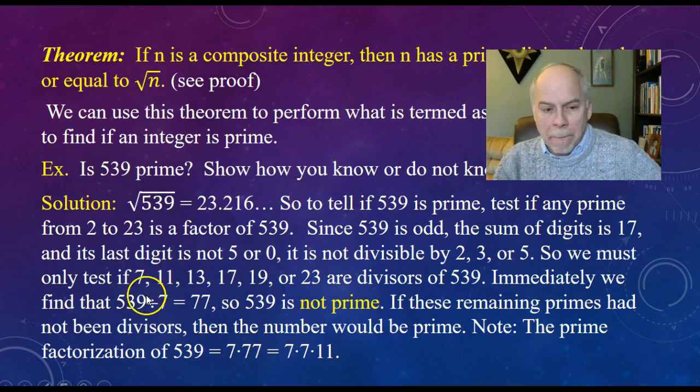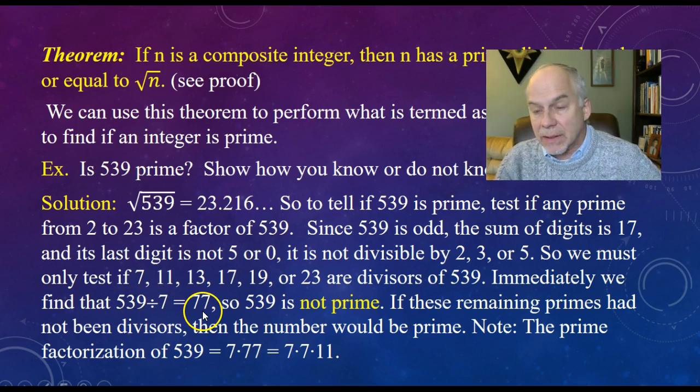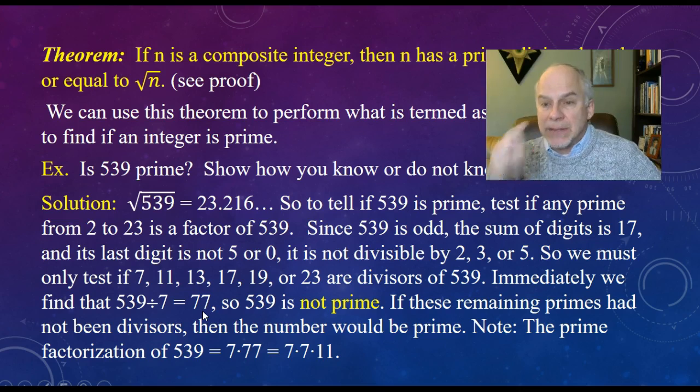Now as soon as you test 7, you find that 539 divided by 7 comes out even to 77. So you see that 539 is not a prime number.